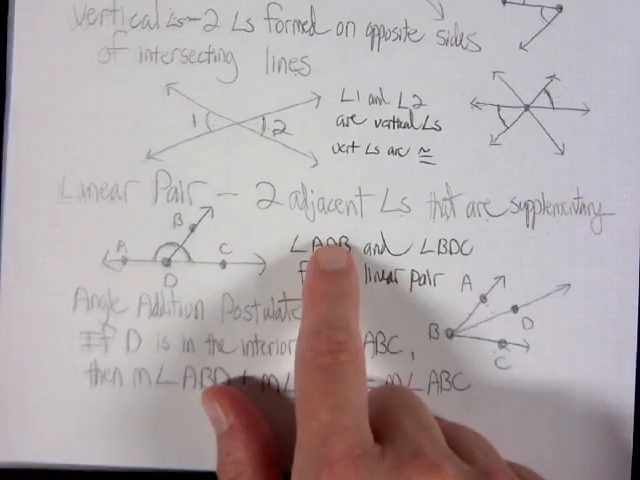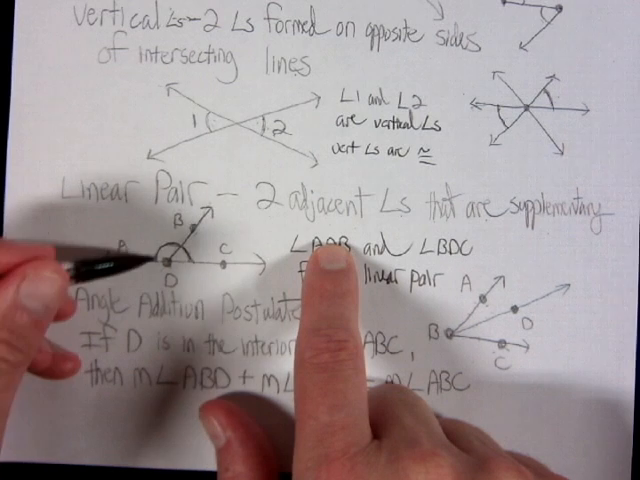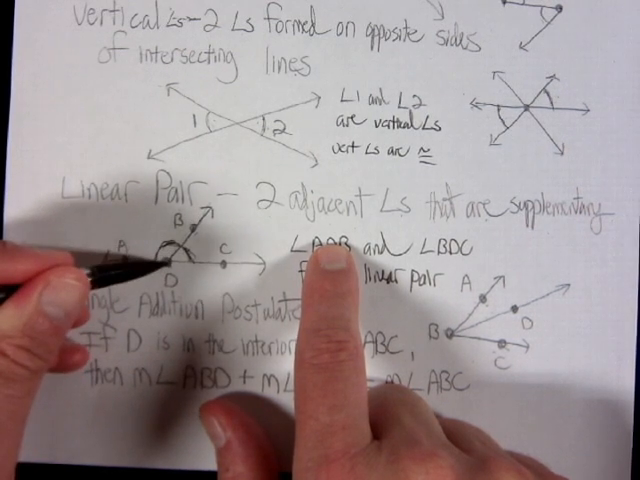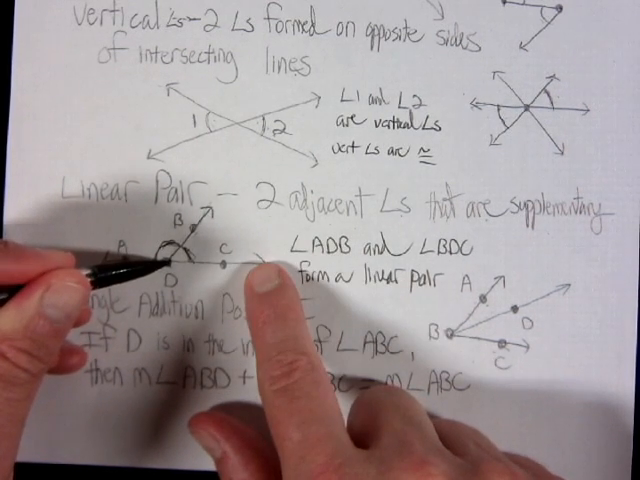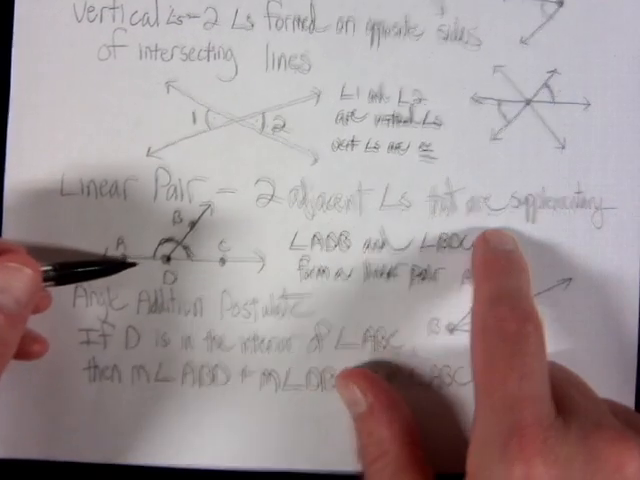And again, are they adjacent? Yes, they're connected by this ray. These two angles are connected by this ray. They have a common vertex, they're in the same plane, and they have no common interior points. So they are adjacent. Are they supplementary?